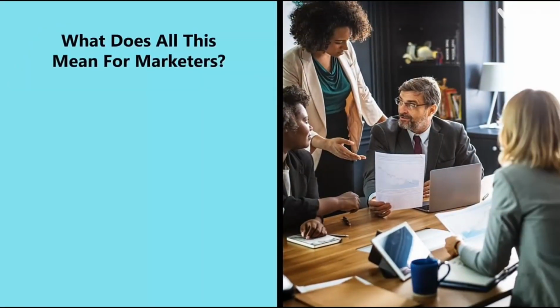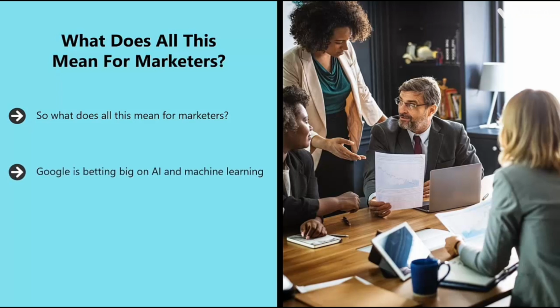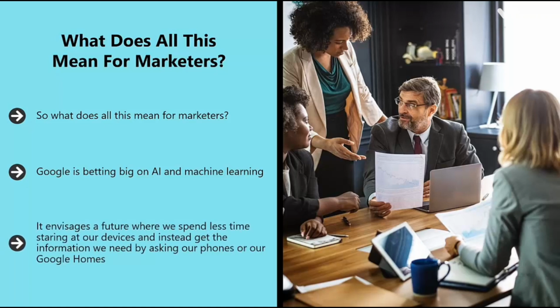What does all this mean for marketers? Simple. It means that Google wants to be able to understand your content and extract the most useful information. It no longer wants you to use rigid keywords, and it wants you to prepare for a more voice-driven form of search. Google is betting big on AI and machine learning. It believes that in the future, AI assistants will be huge, and it wants Google Assistant to be number one. It envisages a future where we spend less time staring at our devices and instead get the information we need by asking our phones or our Google Homes. We'll speak naturally to these devices, and they'll provide us with handy answers.